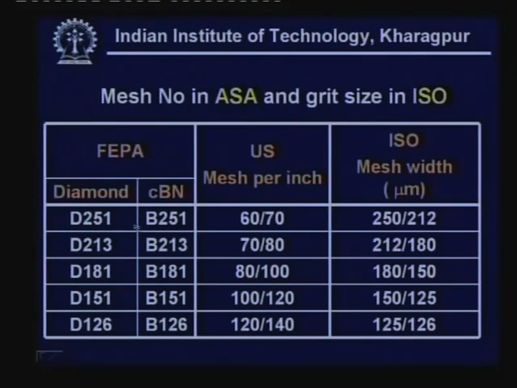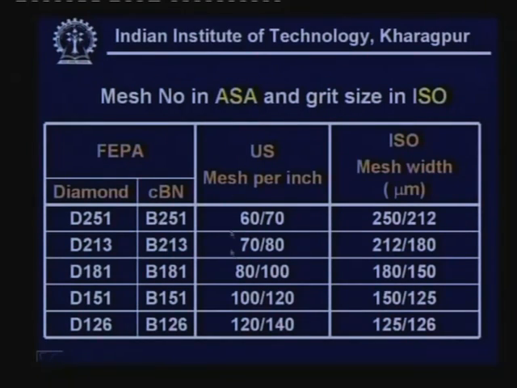Now, we can see by way of illustration a few numbers, 251 and we have up to 126. We have correspondingly some US mesh number, that means number of perforations per linear inch, and then directly as per the ISO norm we have to express it by the width of the mesh. That means if we consider a mesh, this 60 mesh per inch corresponds to 250 micron width of the mesh. So, this way either by FEPA or US or ISO we can immediately describe the size of the grain.